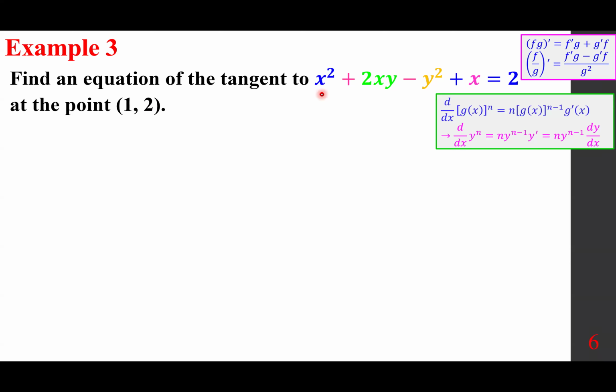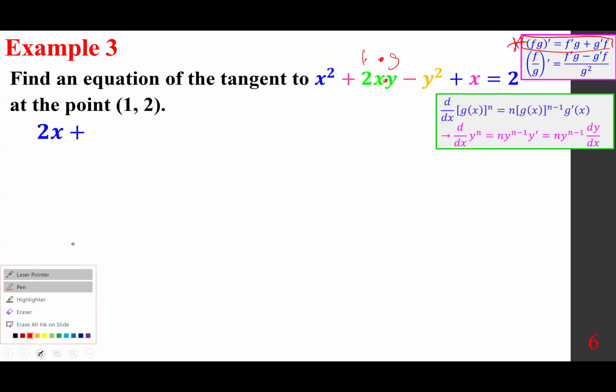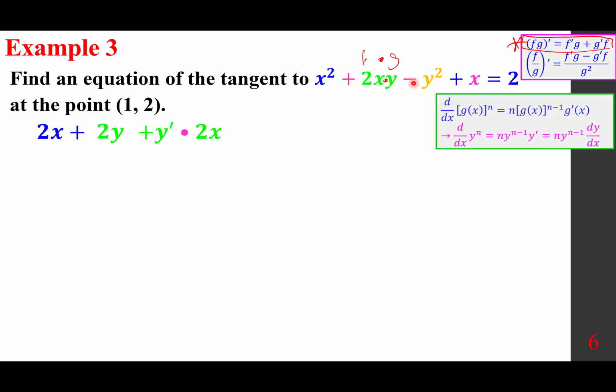x squared gives you 2x, and 2xy is the product of 2x and y. Again, we write it as f g and use the product rule on that. 2x gives you 2 times y. y gives you y prime, or dy dx, times 2x, minus y squared, by the extended power rule, minus 2y y prime. x gives you 1. Any number such as 2 gives you 0.